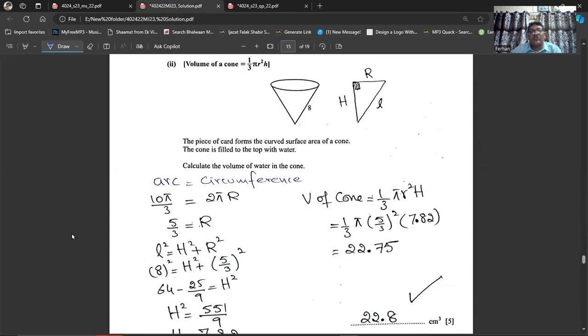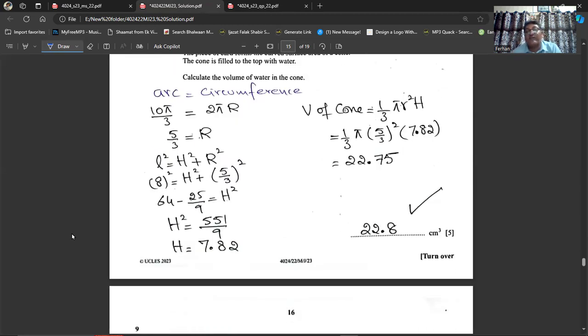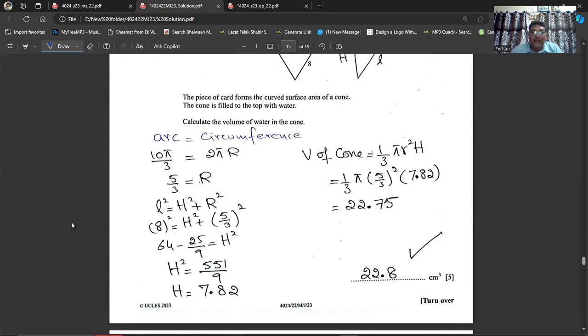You know the relationship between the slant height, the height, and the radius: L square is equal to A square plus R square. So it will be 8 square equals A square plus 5 by 3 whole square. So it will be 64 minus 25 by 9 is equal to A square. So A square will be equal to 551 divided by 9. Take square root on both the sides, you will have 7.82. So I know the vertical height of the cone is 7.82.